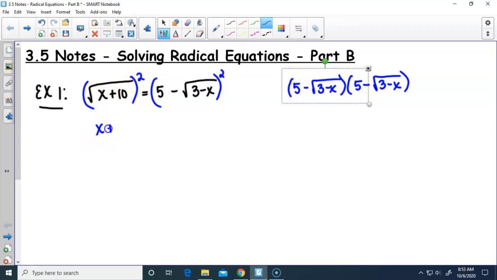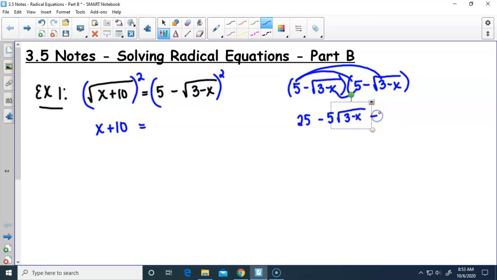So you've got x plus 10 equals, but over here, we've got to square this side by distributing. So we've got to do 5 times 5, which is 25. And then we'll have 5 times negative square root of 3 minus x, which will give us minus 5 square root of 3 minus x. The middle term is also going to give us minus 5 square root of 3 minus x.